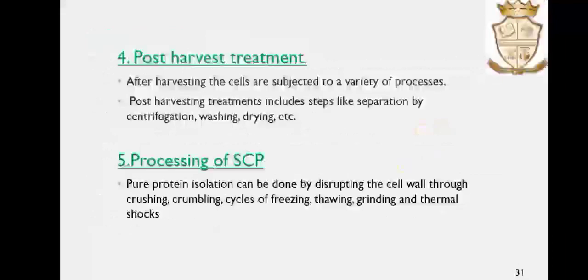The fourth step is post-harvest treatment. After harvesting, the cells are subjected to a variety of processes. Post-harvesting treatments include steps like separation by centrifugation, washing, drying, etc. And the final step is processing of single cell protein. Pure protein isolation can be done by disrupting the cell wall through crushing, crumbling, cycles of freezing, thawing, grinding, and thermal shocks.